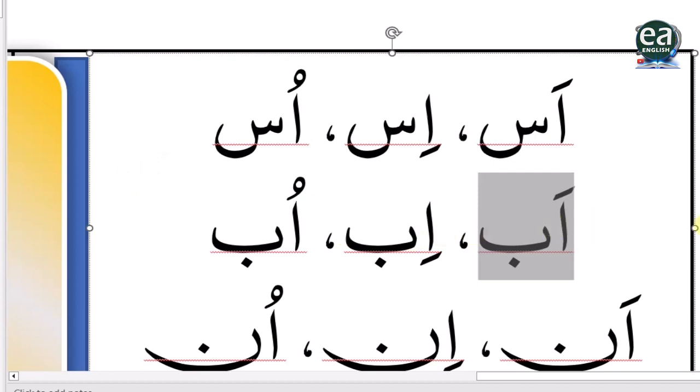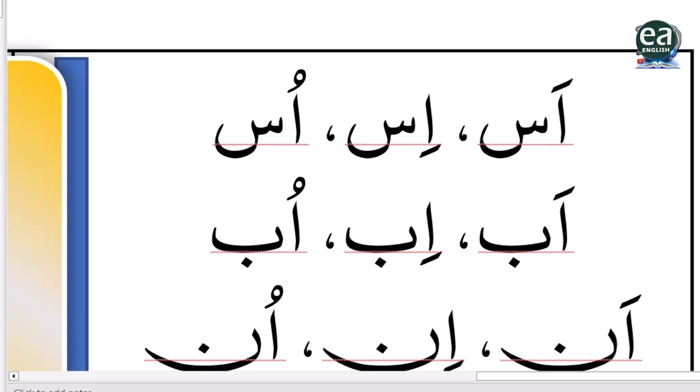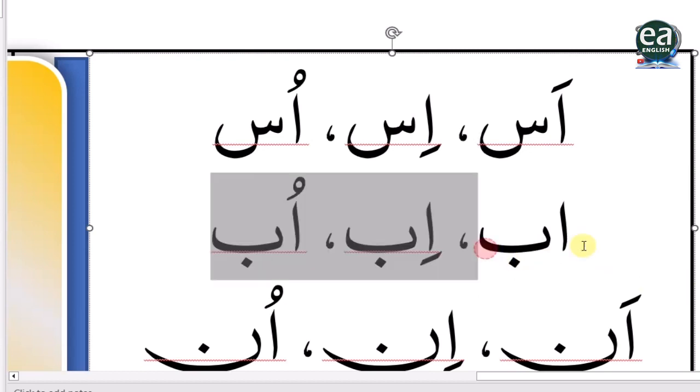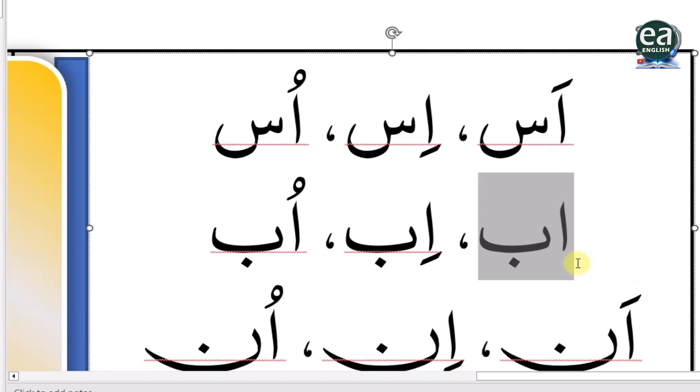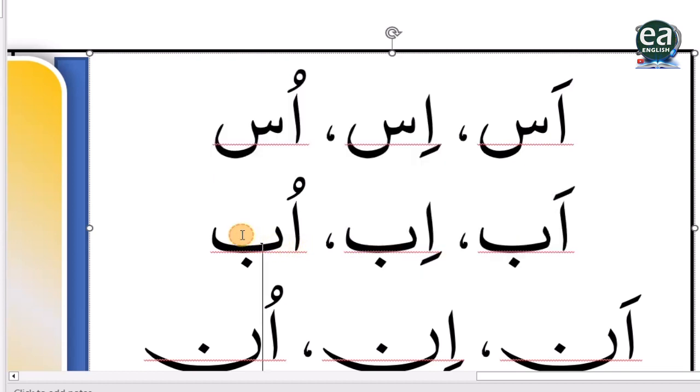Show me, please. You have written alif and zabar and bay, right? It's up to you, you can write zabar, okay? Don't write zabar, just write alif and bay. I show you an example. If you see here, this is ab. Do you see it? No need to use zabar, okay. Just write is. Just guess where it is. It's in the middle, the first line middle.